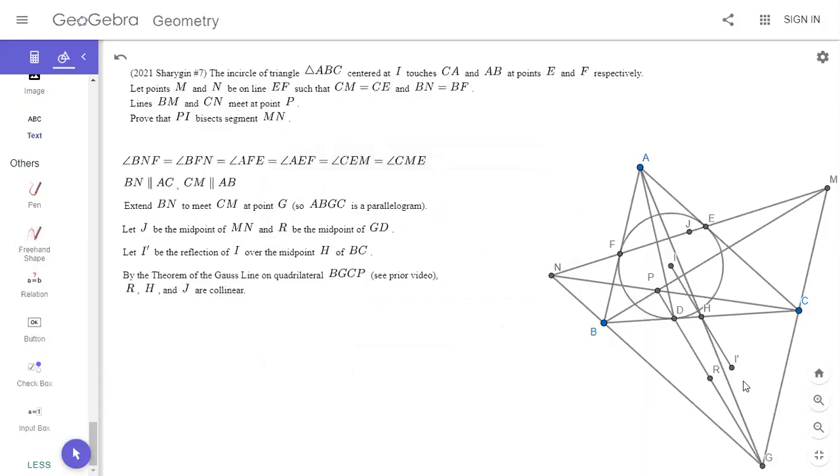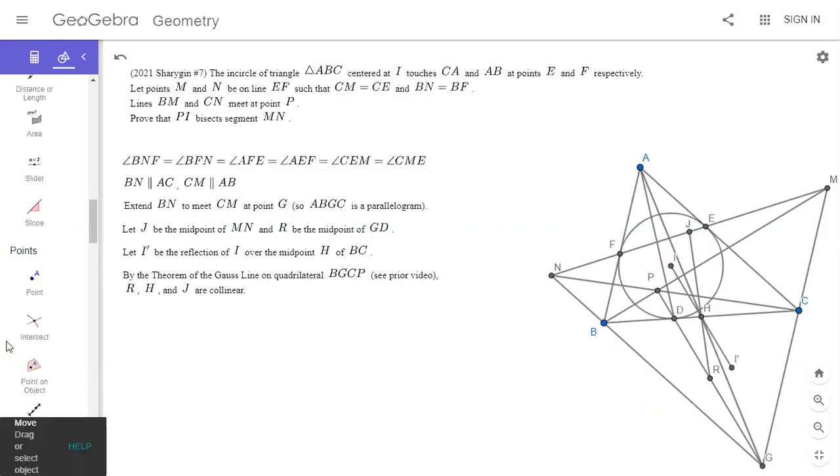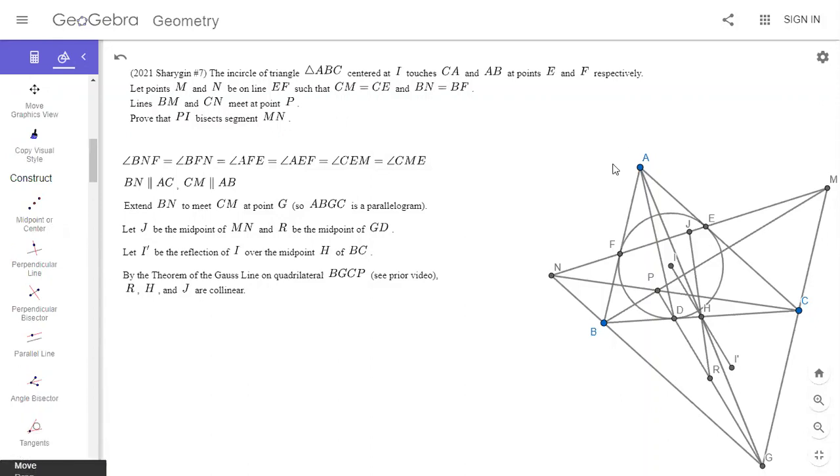I haven't even really shown that. Do we need that PRG passes through D? I don't even know if we need that fact, but I'll check it out later. Okay. So R, H, and J are collinear, and then also G, I, and J are collinear. So we do need that fact.